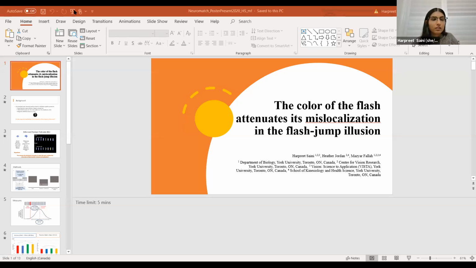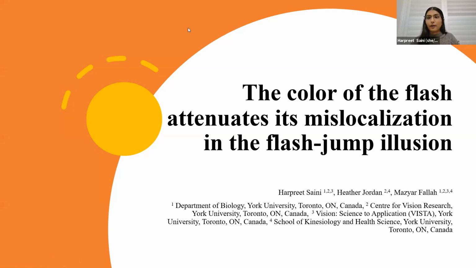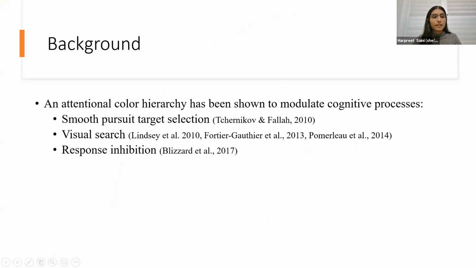Let me just share my screen. Okay, so Bayesian models of perception can be used to explain and understand how color differentially modulates different perceptual and attentional processes in the visual system. In a Bayesian framework, the strength of a color can bias the weight of its priors, resulting in different behavioral outcomes. And previous studies have found an attentional color hierarchy, which has been shown to modulate various cognitive processes such as target selection, visual search, and response inhibition.